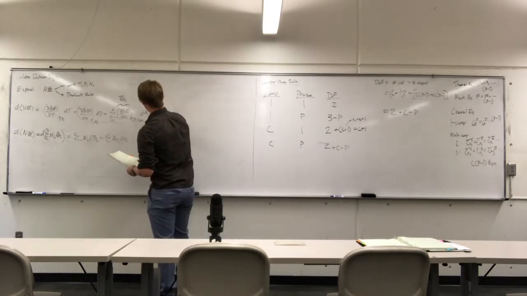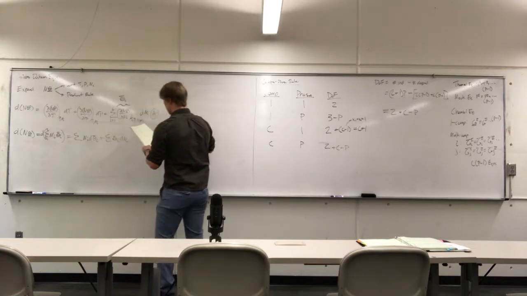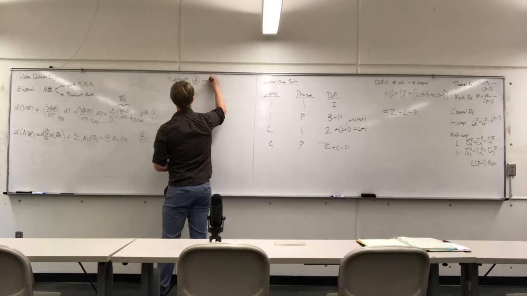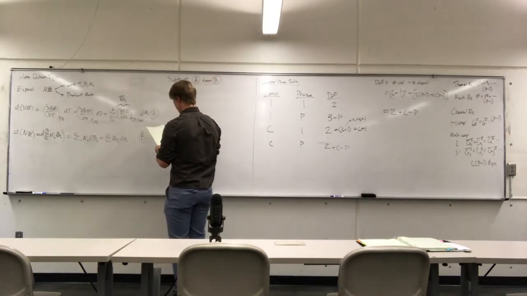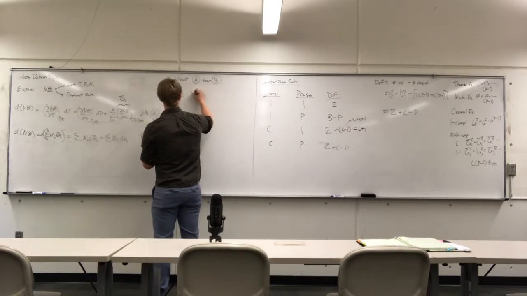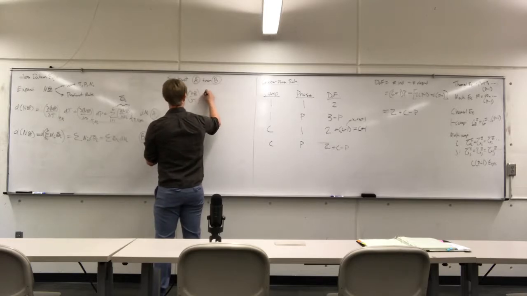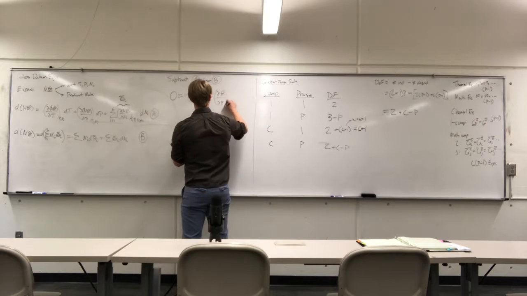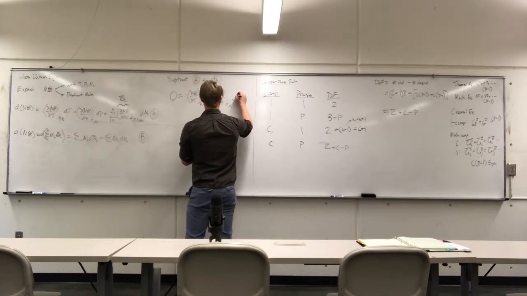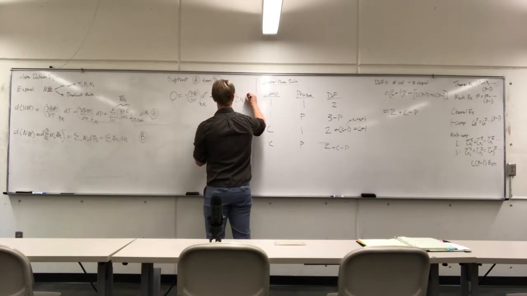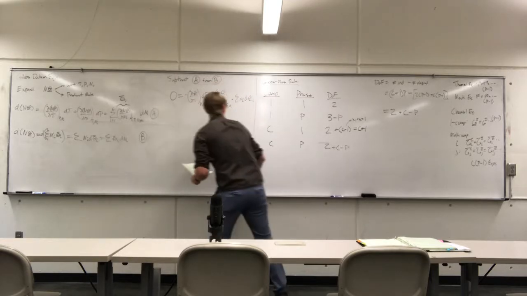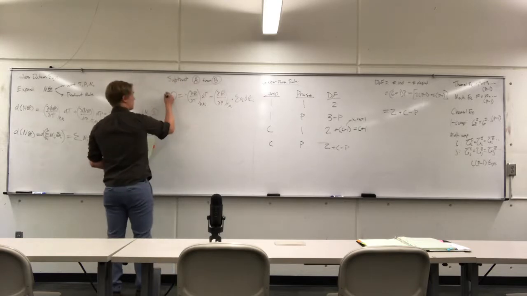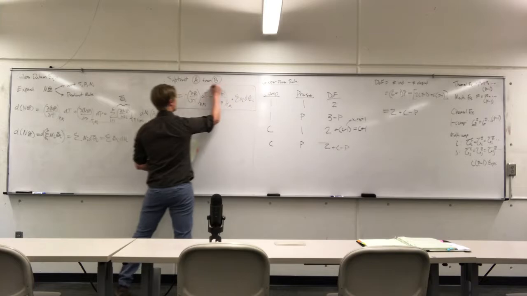I'm going to call this one equation A. I'll call this one equation B. So we're going to subtract A from B. And we get that 0 is equal to minus. This is what we call the generalized Gibbs-Duhem equation.